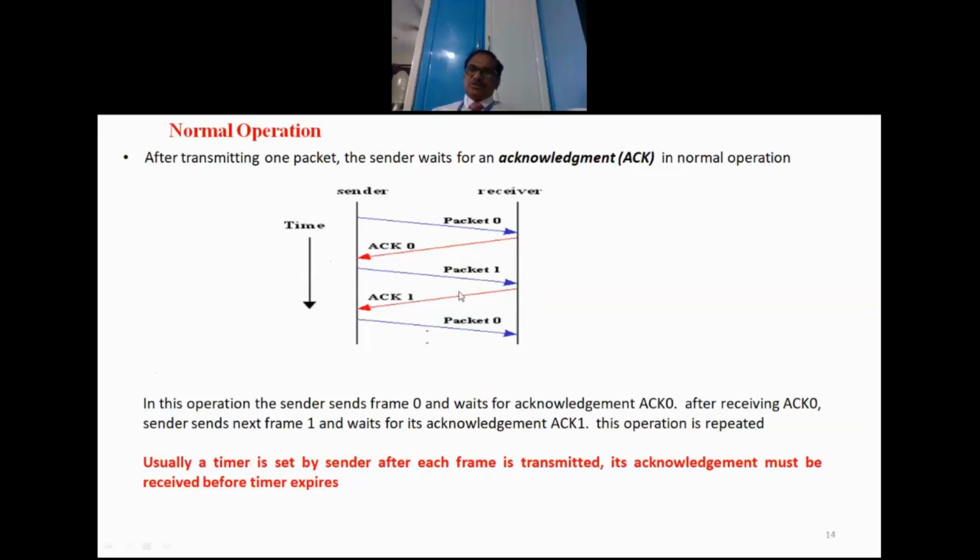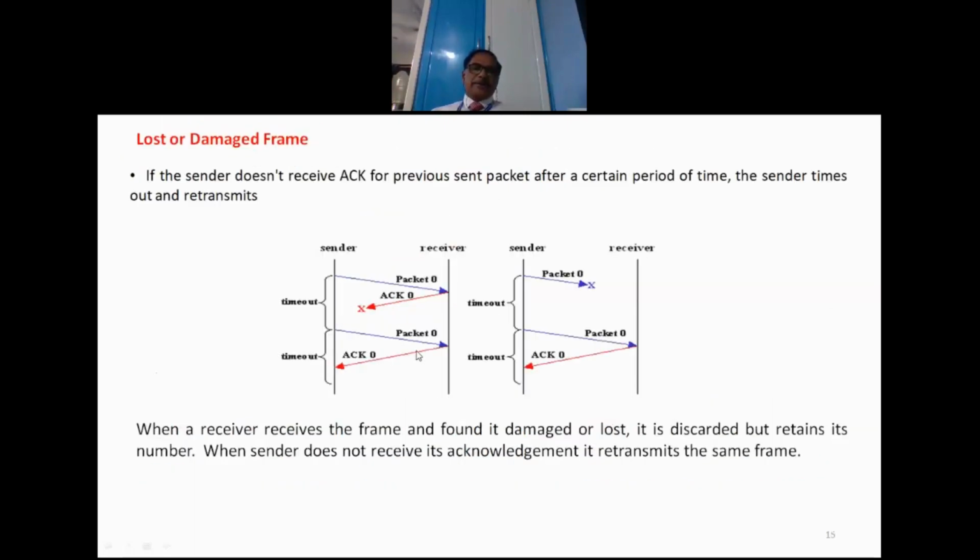Then the receiver will receive the next frame and send the acknowledgement. Again, if the acknowledgement arrives before the timer expires, the sender will stop the timer, then do the next. This is how the communication takes place between the sender and receiver. Information is being exchanged between sender and receiver. This is what we call normal operation. That is the first case we have seen, one of the 4 cases.